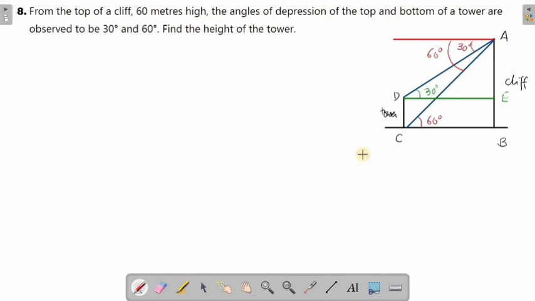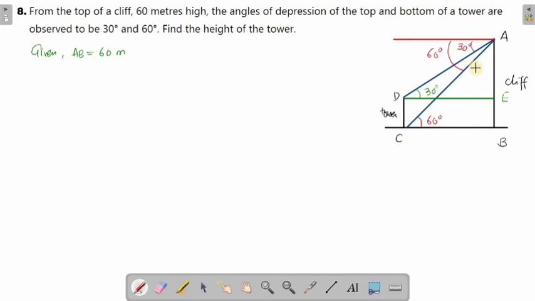Now the question is saying from the top of the cliff, 60 meters. So basically AB is given to be 60 meters, because AB is the cliff, and the height of the cliff is given to be 60 meters. The question is asking you to find the height of the tower, that is, you need to find DC. But remember, finding DC and finding EB both mean the same.